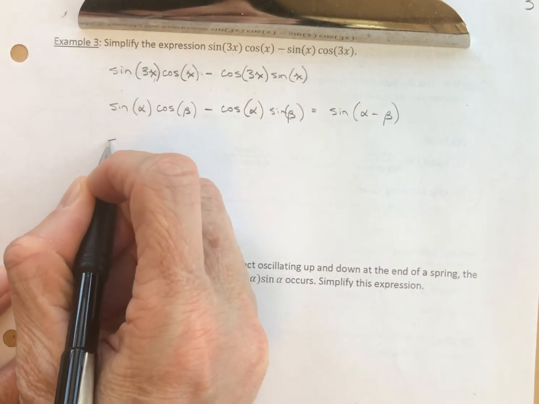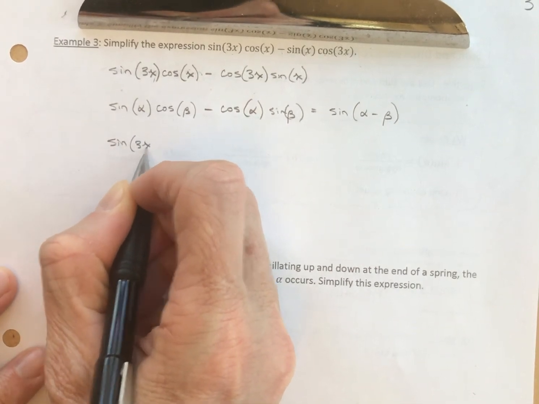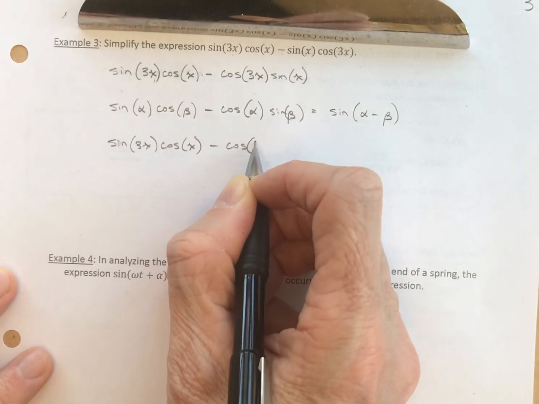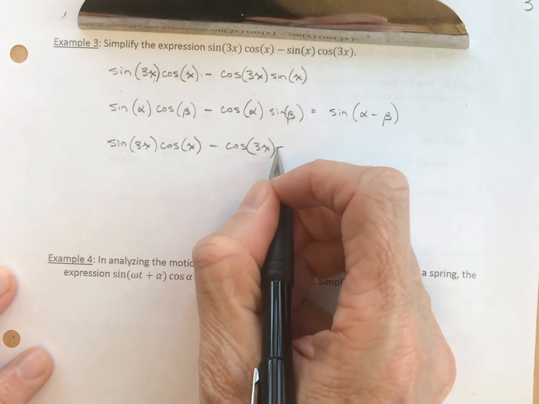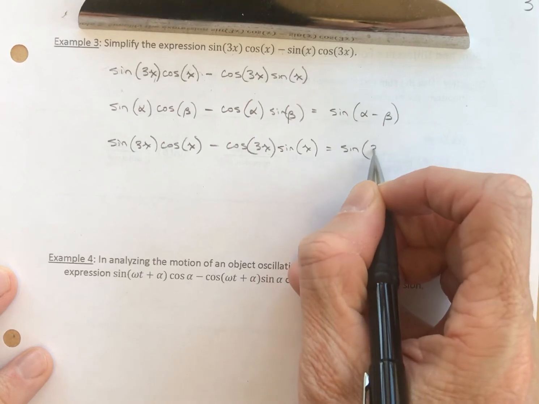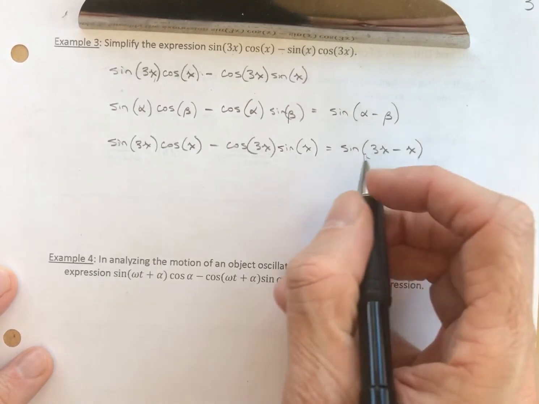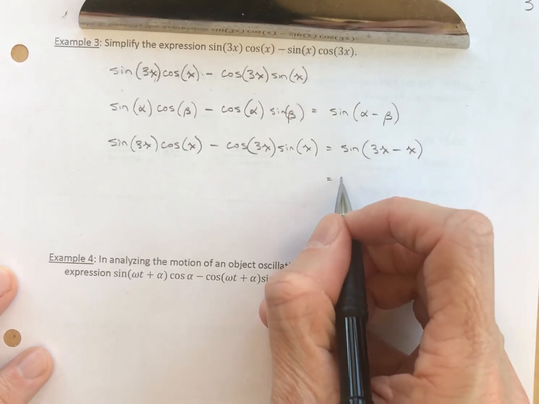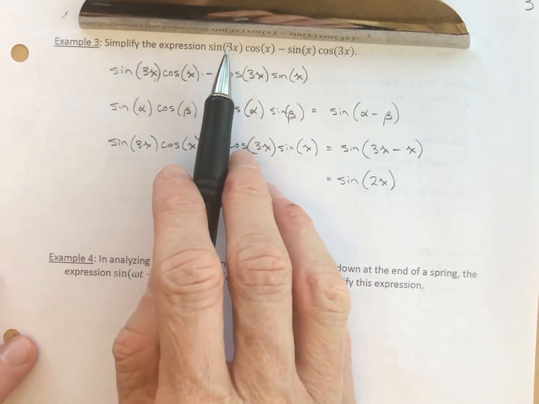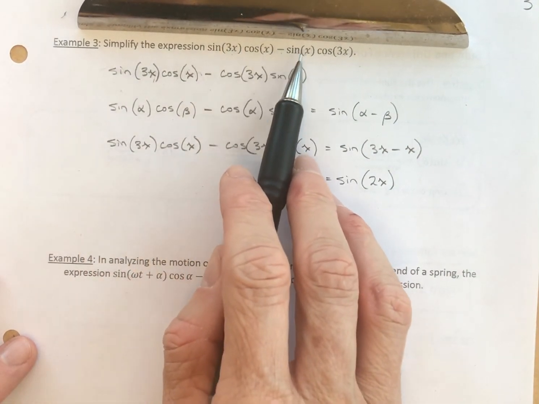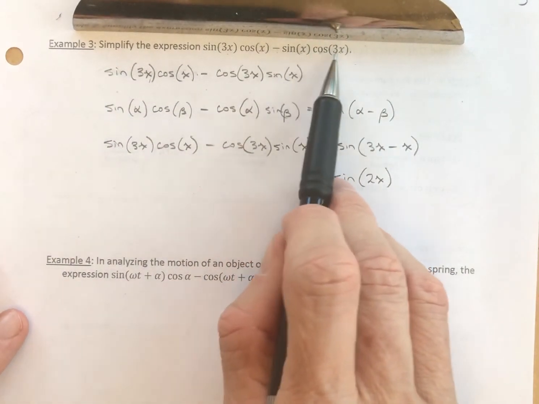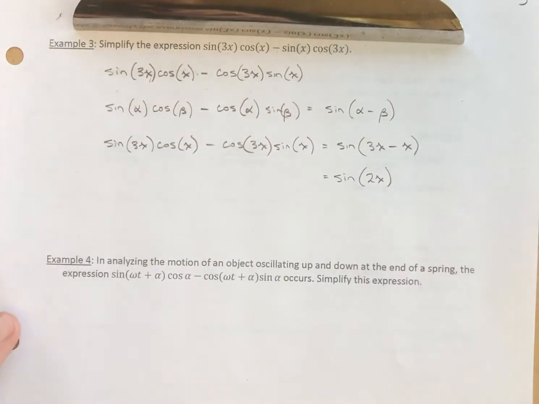That means the sine of 3x times the cosine of x minus the cosine of 3x times the sine of x is equal to the sine of 3x minus x. That was pretty simple. 3x minus x, of course, is just 2x. And so we have simplified this expression. Sine 3x cosine x minus sine x cosine 3x is the sine of 2x. Be aware, you can multiply it in any order you want, so we can make that change there if necessary.